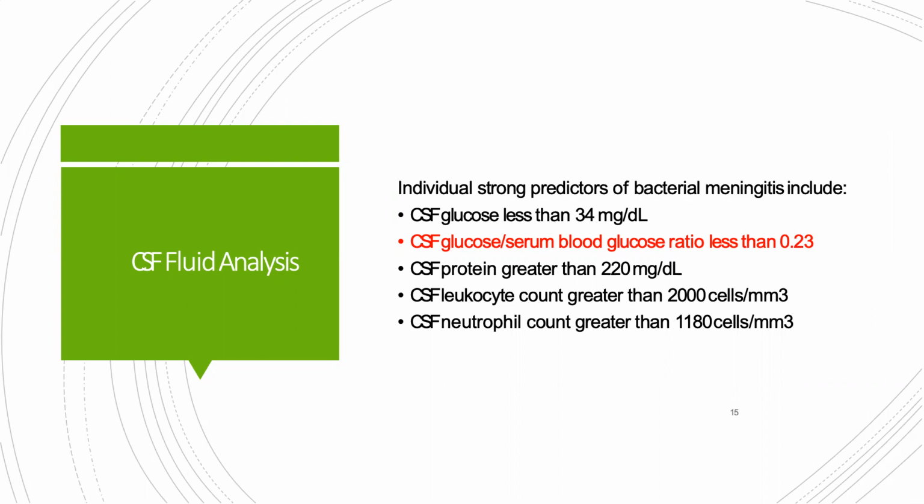So when we see that protein that's about 220 or greater, when we see that leukocyte count that's increased, but really when we see that neutrophil count, because we know neutrophils are indicative of bacterial infections. That's what we look for in bacterial infection, the neutrophils. So when we see a high number in a neutrophil count, then we can say, okay, this is likely a bacterial etiology for this meningitis.